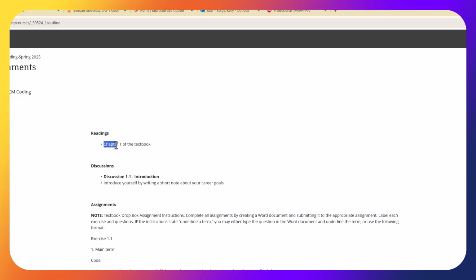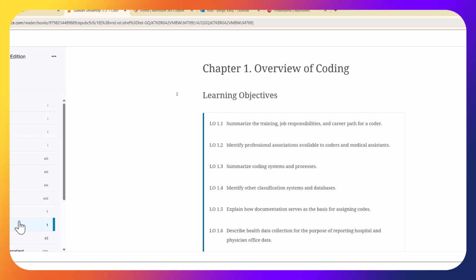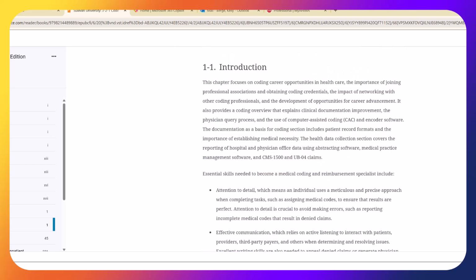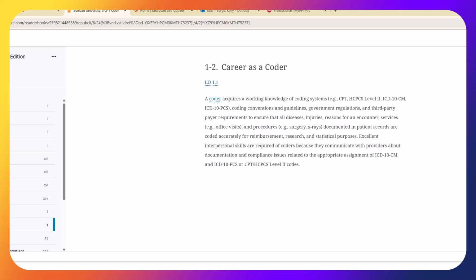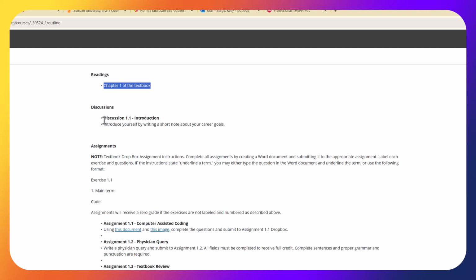So the first thing is you're going to read chapter 1 of the textbook. So you're going to read this chapter, Overview of Coding. So you're going to read this entire chapter. It's going to have a lot of information in it, and it goes over the coding and billing world. Then you are going to complete your discussion board. Again, this is the only week you'll have a discussion board, and it is an introductory only.